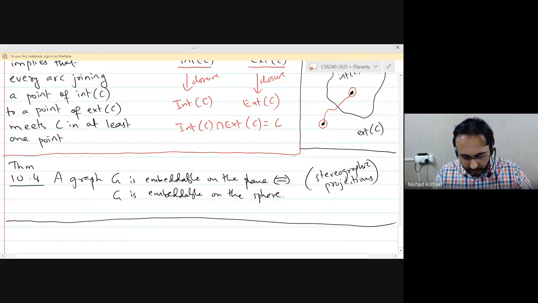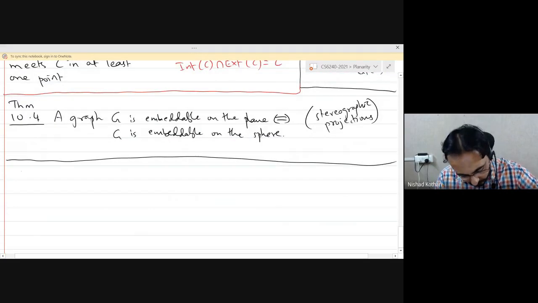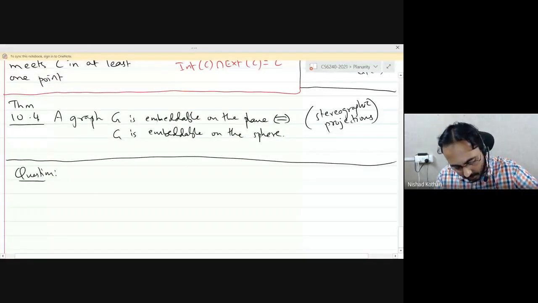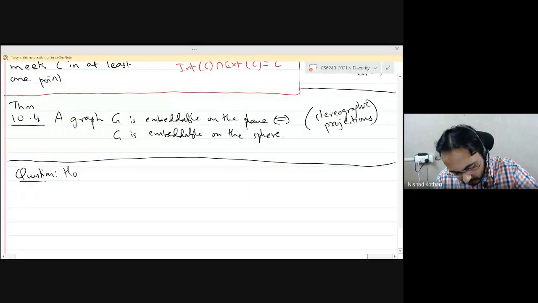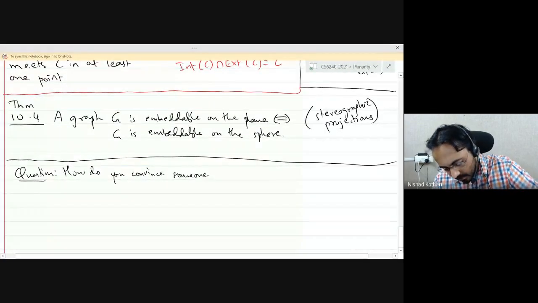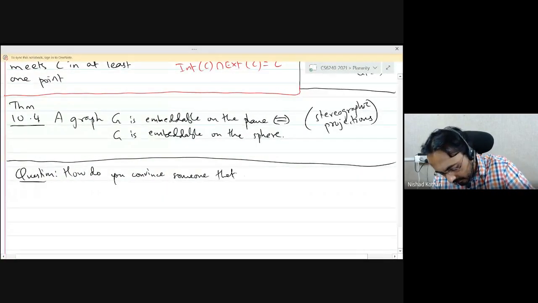So the question, one of the questions we asked yesterday is, how do you convince someone that a graph is nonplanar?